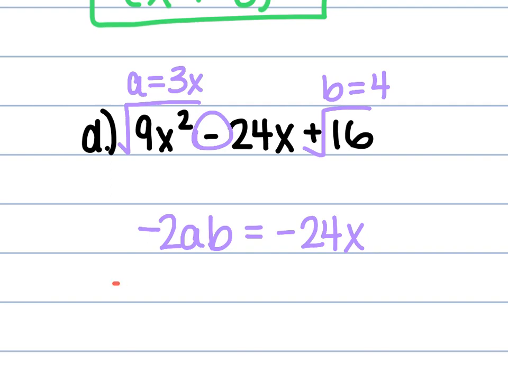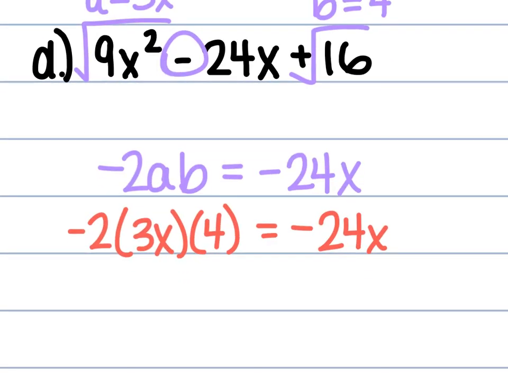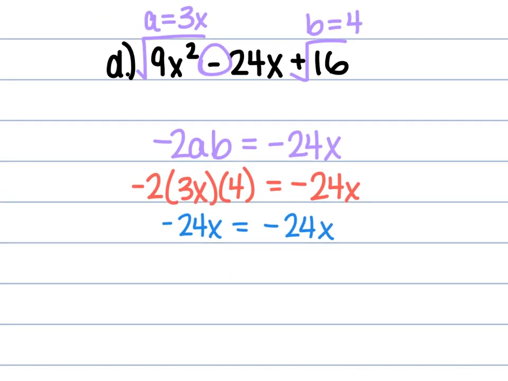So plug in those values. Negative 2 times 3x times 4 should give us a negative 24x when we simplify it. Negative 2 times 3x is negative 6x. Negative 6x times 4 is negative 24x. That is a true statement. So our answer for this one would be parentheses 3x. B has a negative on it, so we're going to have a negative in between the two terms. B is 4. So 3x minus 4 squared.